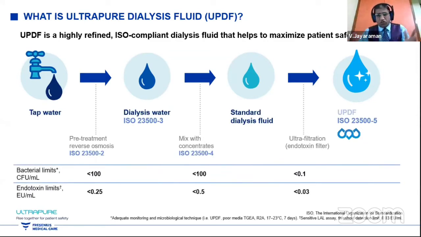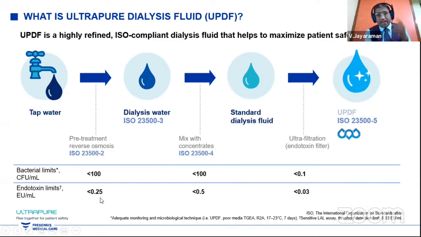The standards most of you in this conference will definitely be aware of, but a quick overview of that. Bacterial count with the reverse osmosis system, before it reaches the water, should be less than 100, but then the action level should be 50 of this.